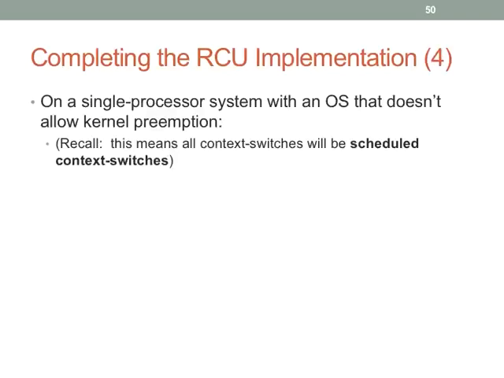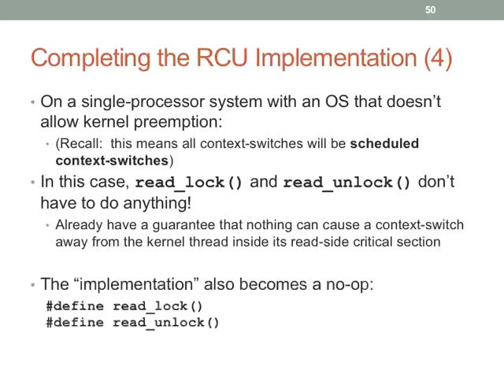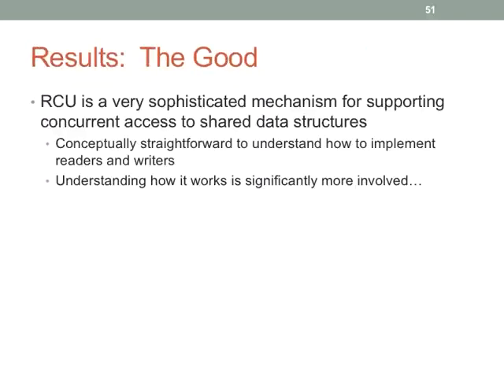So yeah, single processor system with an OS that doesn't allow kernel preemption. Read lock and read unlock don't do anything because preemption's already not possible. Okay, again, kernel preemption. We still have multitasking. So read lock and read unlock become super simple. So I actually show you a single slide in a second. Let me go ahead and just dive through this last part.